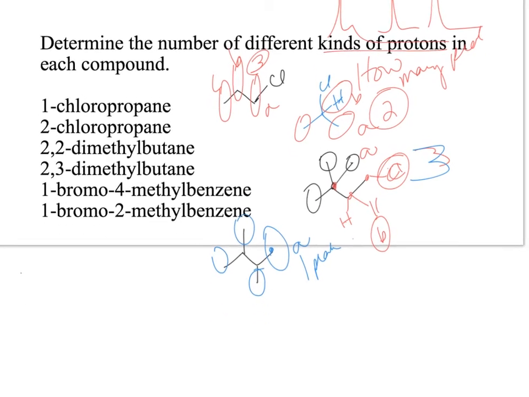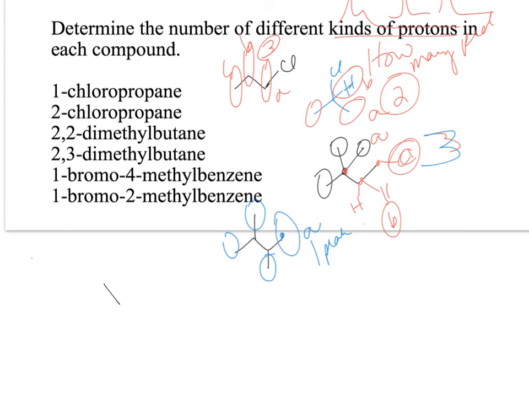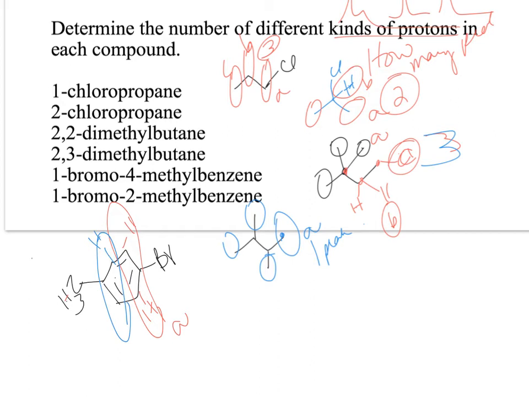Okay, let's draw benzene. 1-bromo, 4-methyl. So you're looking for symmetry here. That would be A, that would be 1 peak. These hydrogens here would be another peak, that's B, and then this methyl, which would be benzylic, would be a 3rd peak. So you would get 3 peaks for that compound.